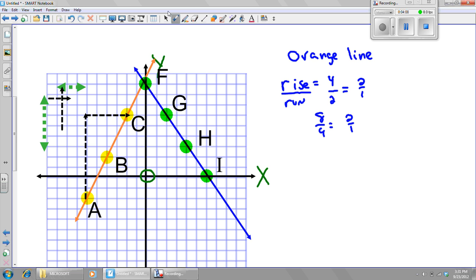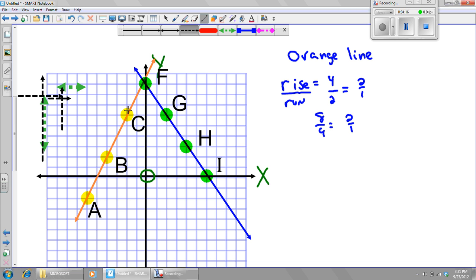Now, try this. What about if I go from C down to B? Well, my rise then, if I go from C to B, I go down 1, 2, 3, 4. So my rise is -4, and then my run is in the negative direction, 1, 2. My run is -2. So in this case I get -4 over -2, which simplifies to 2 over 1. The two negatives end up canceling each other out. Any way I look at it, I get 2 over 1. So the slope of the orange line is 2 over 1.